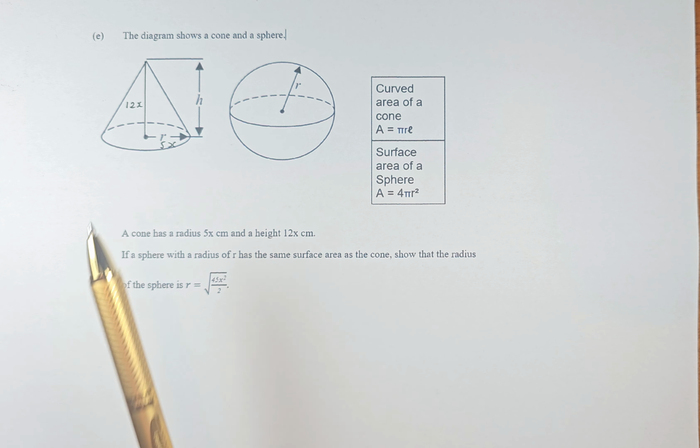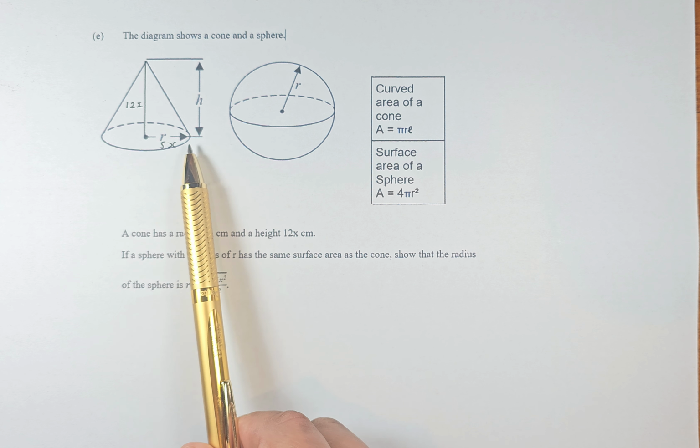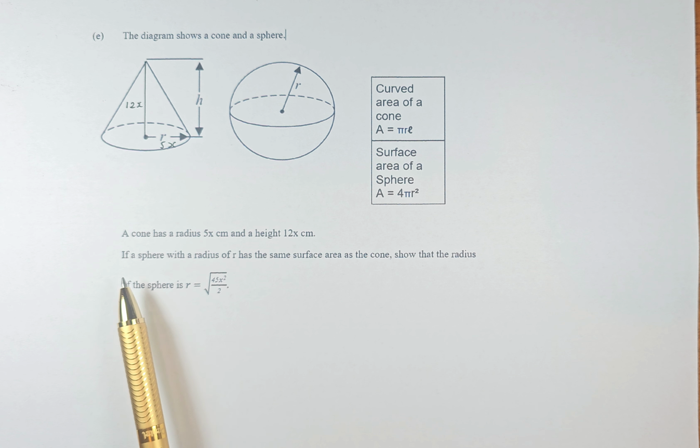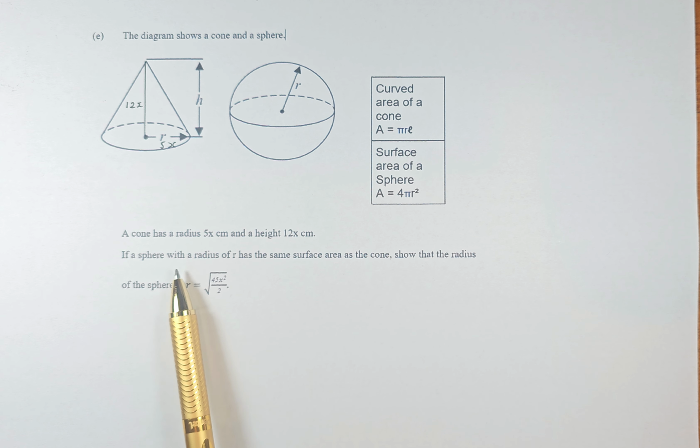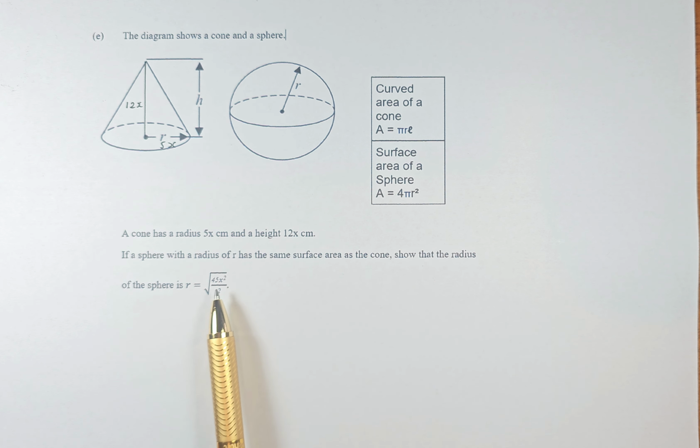The diagram shows a cone and a sphere. The cone has a radius of 5x, and the height is 12x. If a sphere with a radius r has the same surface area as the cone, show that the radius of the sphere is the square root of 45 over 2 x squared. So this is quite a difficult question, and we'll try to solve it slowly.